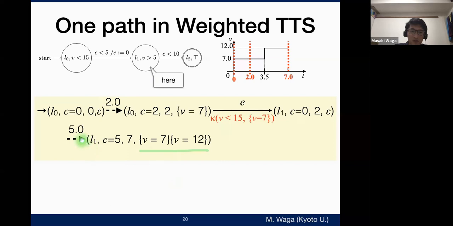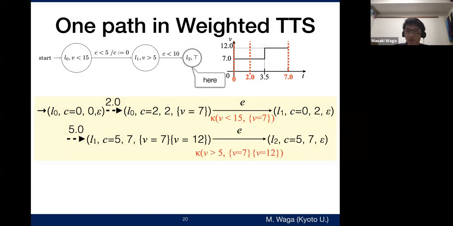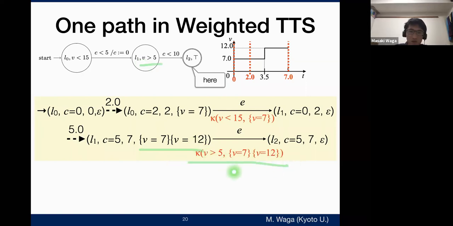And from this configuration, we go to this accepting location by doing this discrete transition. This time, similarly, we feed this constraint and this sequence of variations to the weight function to obtain this weight. So this is a path with the weights for each discrete transition. And what we want to do is accumulate these weight values.